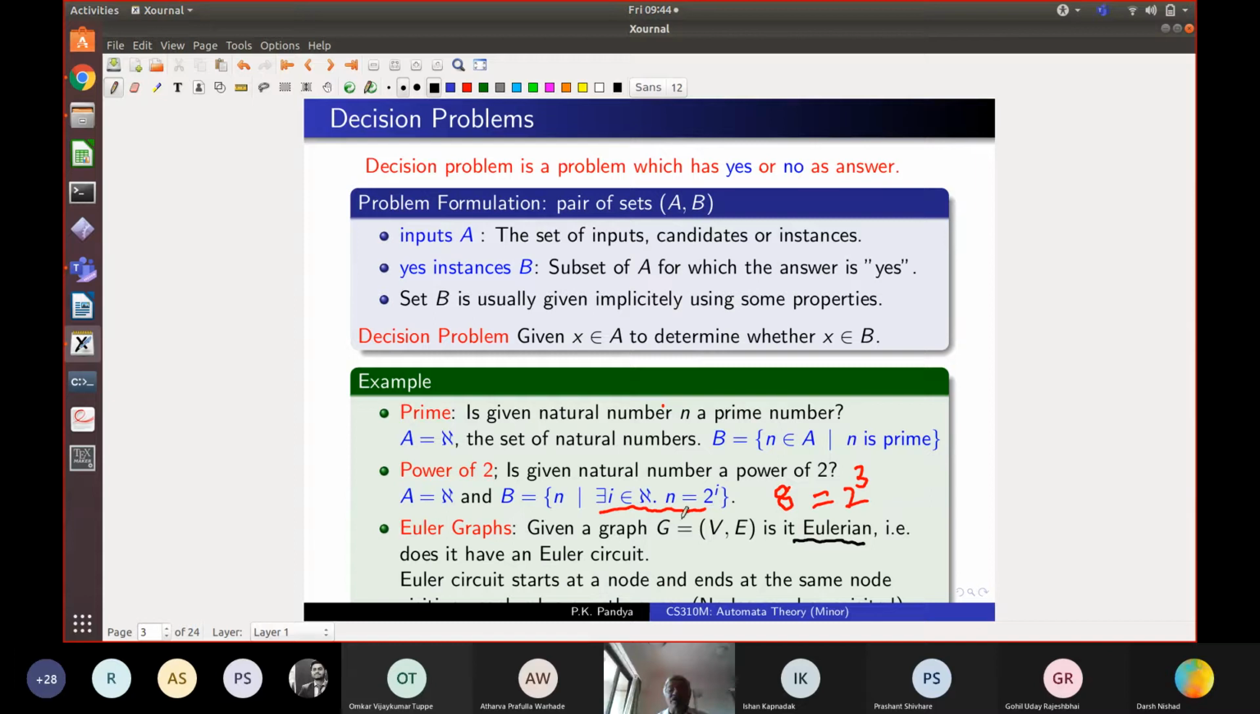An Euler circuit starts at a node and goes around the graph following the edges and comes back to the same node. And the condition is that in this circuit, you must return back to the original node and every edge must be visited exactly once. So is the condition clear?